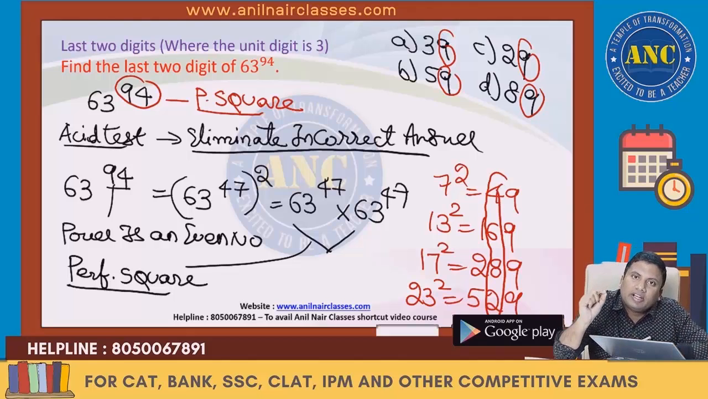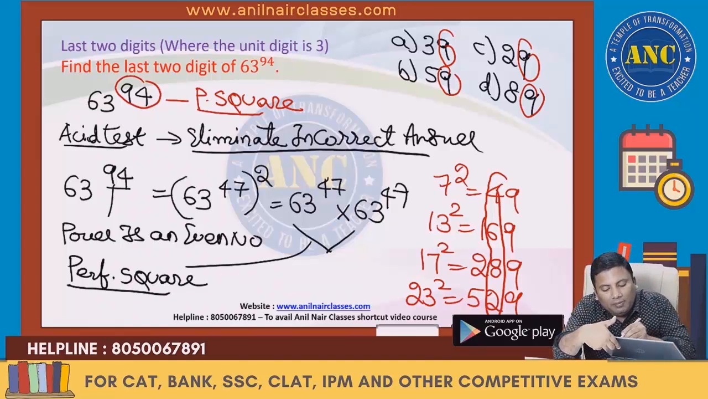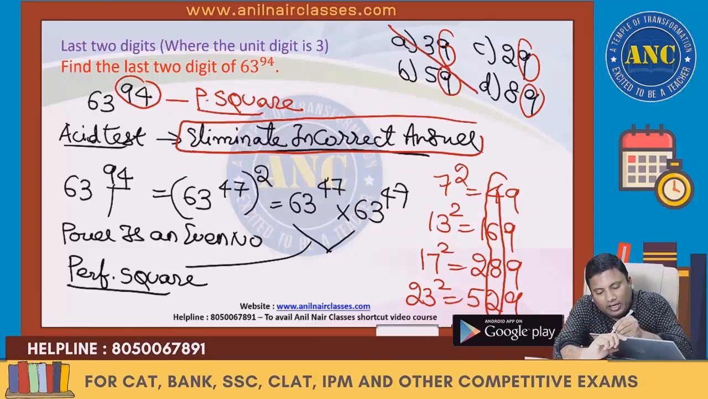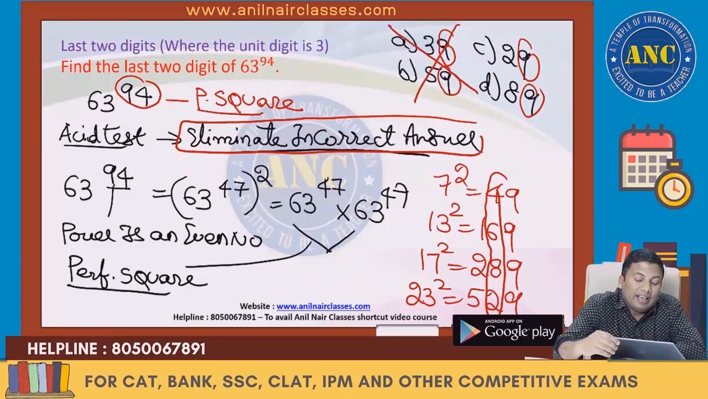A number is said to be a perfect square if the power is an even number. If the power is even, you can eliminate incorrect answer options because of this logic. So immediately, just by looking at the question, you have increased your chances of telling which is right or wrong. 39 and 59 are eliminated.